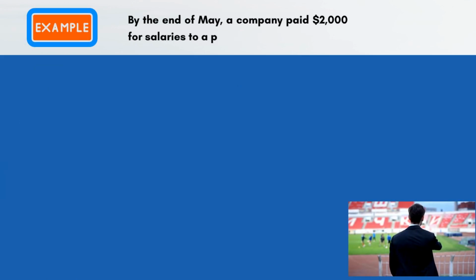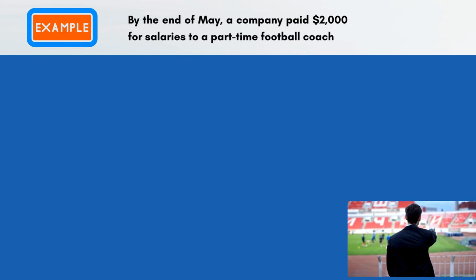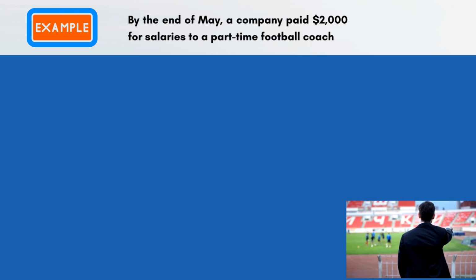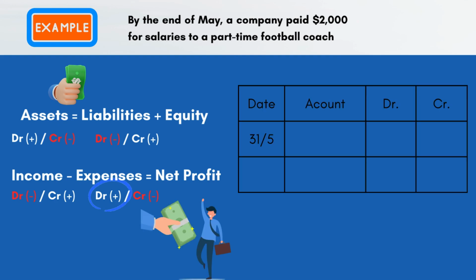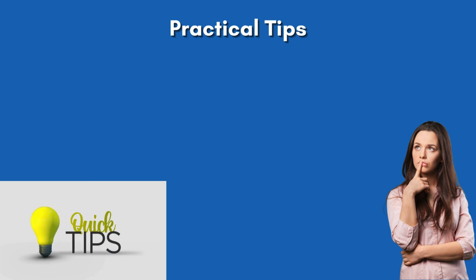Example 2. By the end of May, Tom Limited paid $2,000 in salaries to its part-time football coach. Paying cash means cash decreases by $2,000, and salaries expense for May increases by $2,000. Double entry is therefore debit salaries expense plus $2,000. Credit cash $2,000.